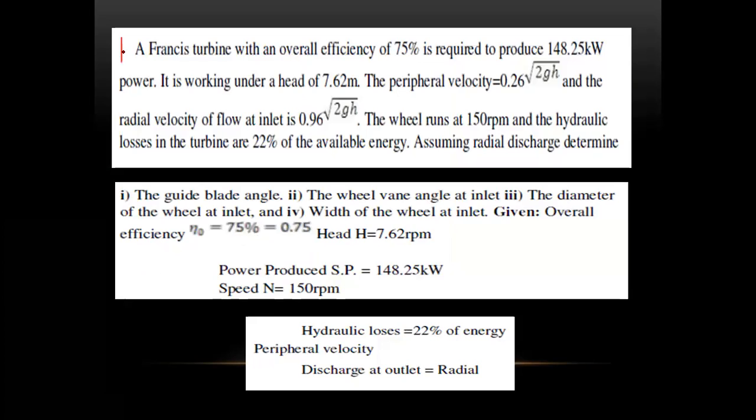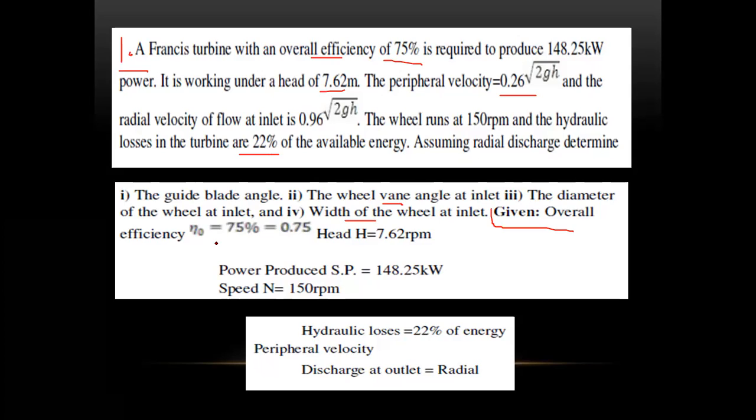Now, take the first problem. The inlet and outlet triangles are the same. A Francis turbine with the overall efficiency of 75% is required to produce 148.25 kilowatts working under so and so head. This is a peripheral velocity. The turbine efficiency is 22%. Now, what is to be determined? Determine the guide blade angle, the wheel vane angle, the diameter of the wheel, the width of the wheel.